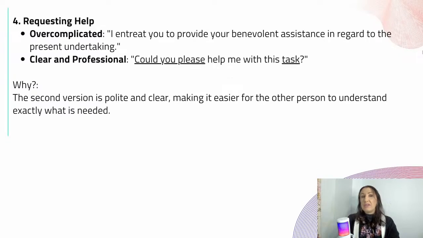The same happens when you are asking for help. So you have a request and you need something done. Maybe you are a manager in the future and you want to have something done. So you want to be very professional and you can use very simple words that are also professional. Like, could you please help me with this task? So this is polite, this is very clear, and it makes it easy for the other person to understand exactly what is needed, exactly what you need done.